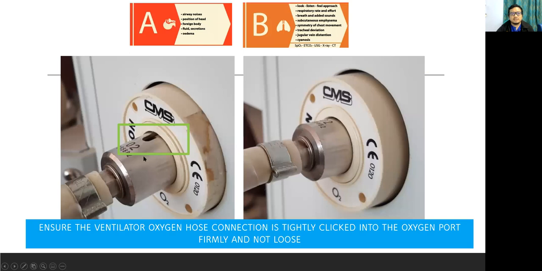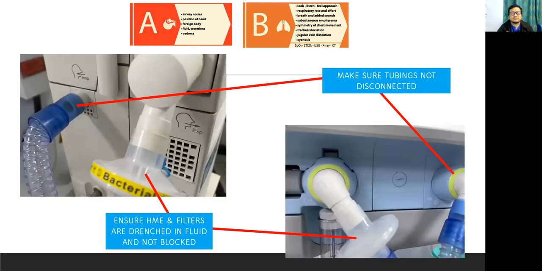So first you have to look at the MAC4 connection, if your hospital uses the MAC4 connection. Ensure the ventilator oxygen hose connection is tightly clicked firmly into the oxygen port and not loose. When you can see the groove, it means it's loose and not connecting properly. When it's connected like in the picture on the right, that means the oxygen connection is okay, is good.